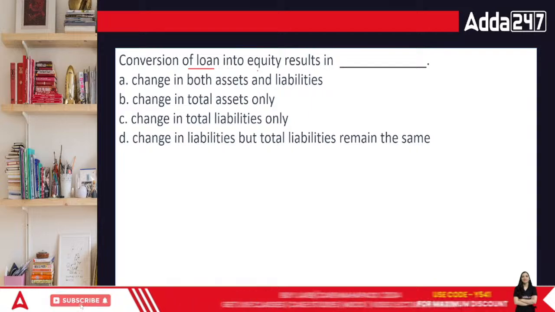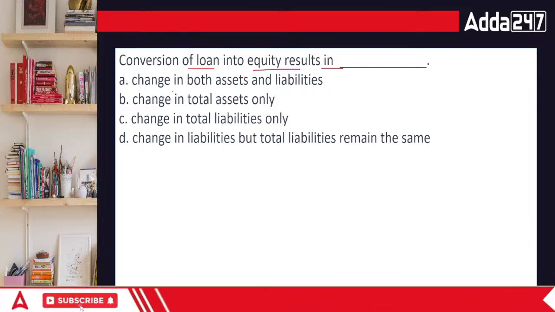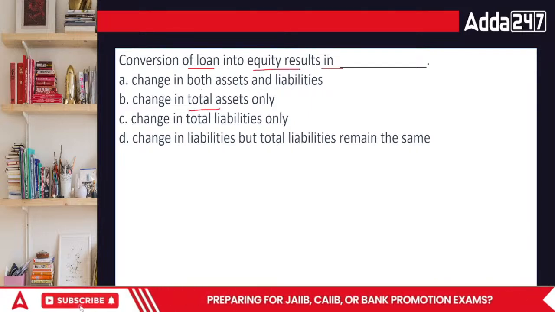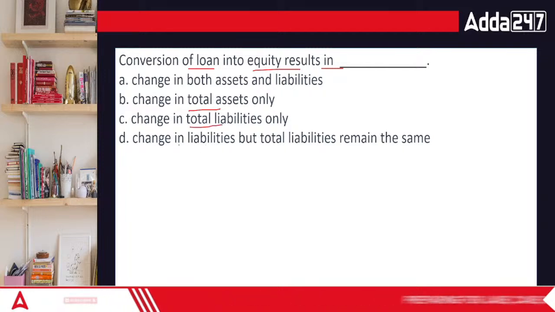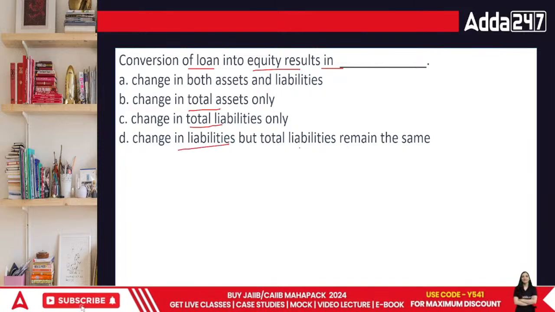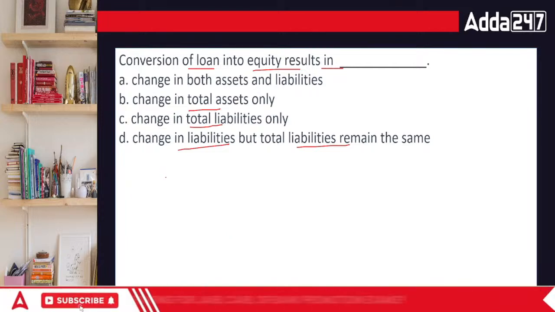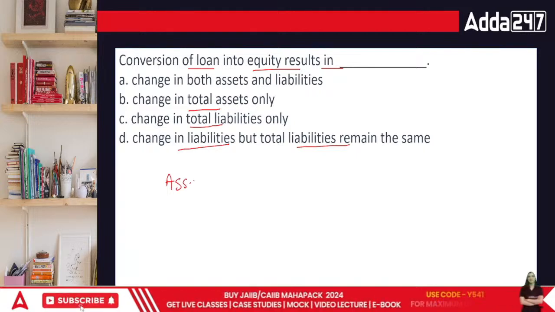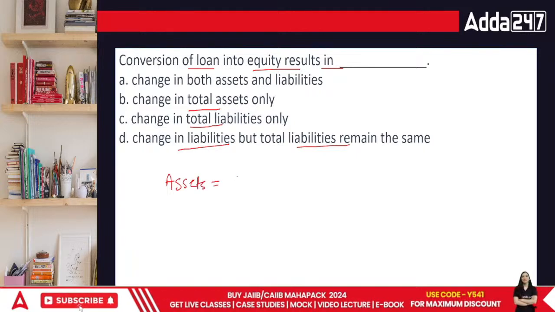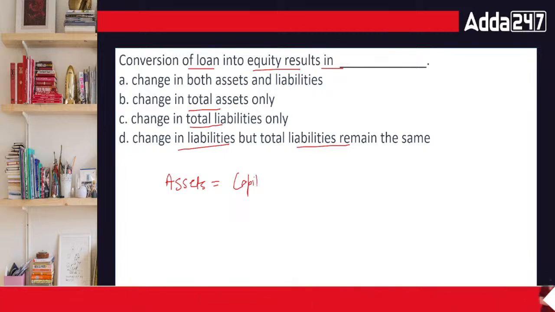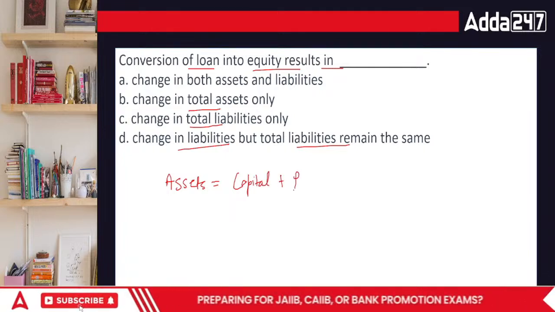Conversion of loan into equity results in change in both assets and liabilities, change in total assets, change in total liabilities, or change in liabilities but total liabilities remain the same. Acha. Now, what is the balance sheet equation? This seems to be a balance sheet equation question where we have assets is equal to capital plus liabilities.